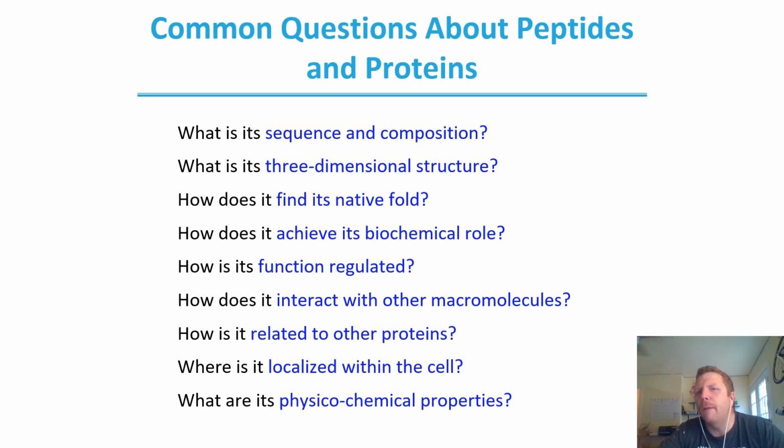Now, common questions about peptides, common things that you need to think about if you're studying a protein. You need to think about what's the sequence and the composition. And by that I mean, is it made up of 1 polypeptide or is it 3 polypeptides? Then, what is the 3-dimensional structure? So what does that thing look like in 3D space?